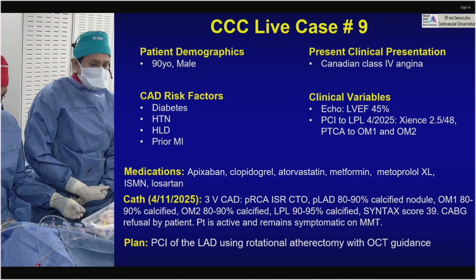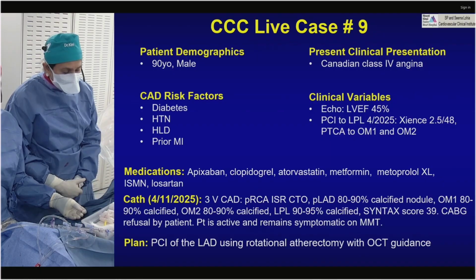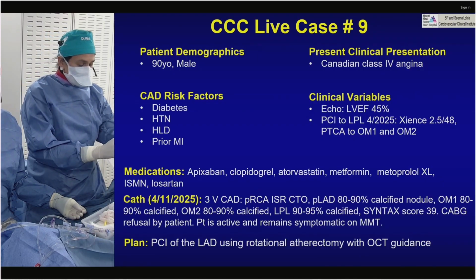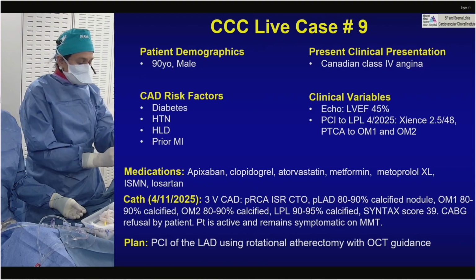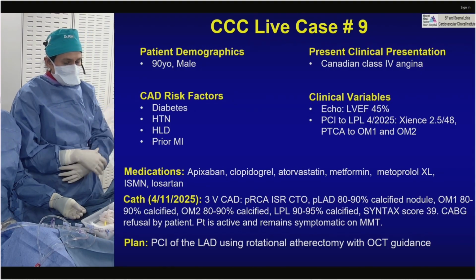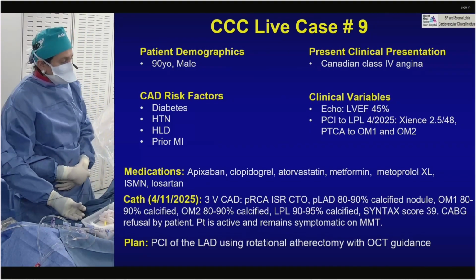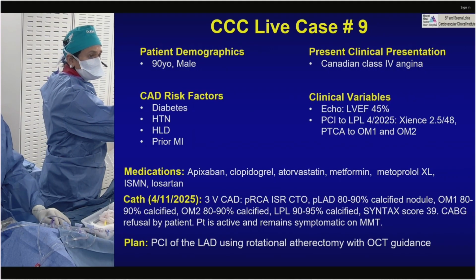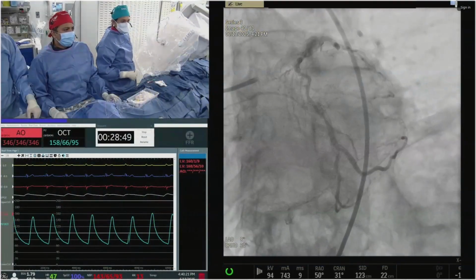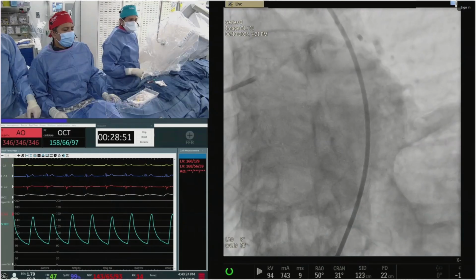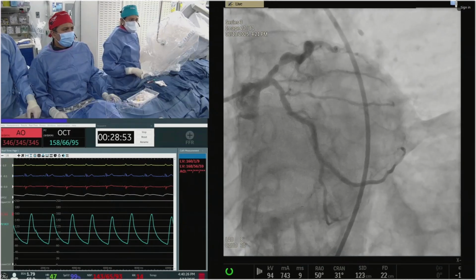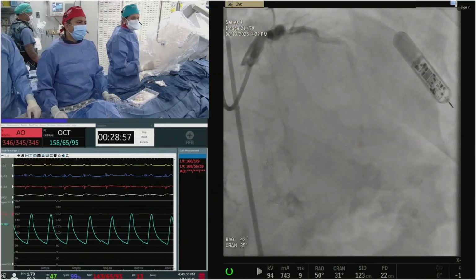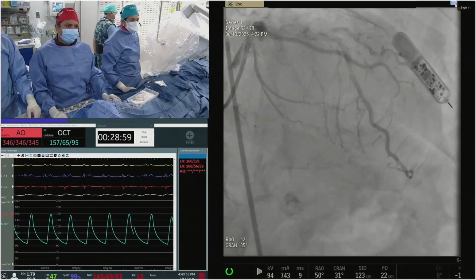Of course, because of the age, despite SYNTAX being high, after discussion with the patient and the referring doctor, the patient did not want bypass. So we did the circumflex at that time. And today he's here for PCI of the LAD. Angiographically, you see the circumflex and all the prior stents look good. And you see the calcium, tight lesion. It's not any stent, it is just tram track calcium.